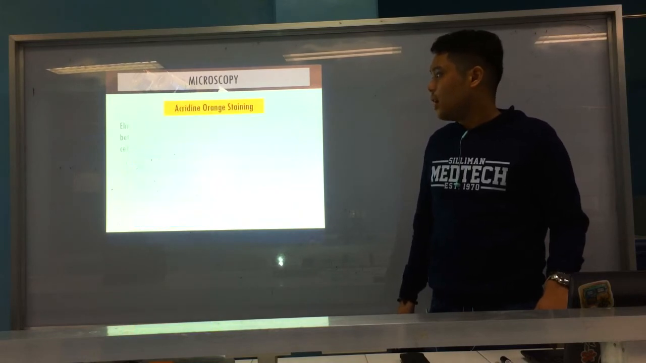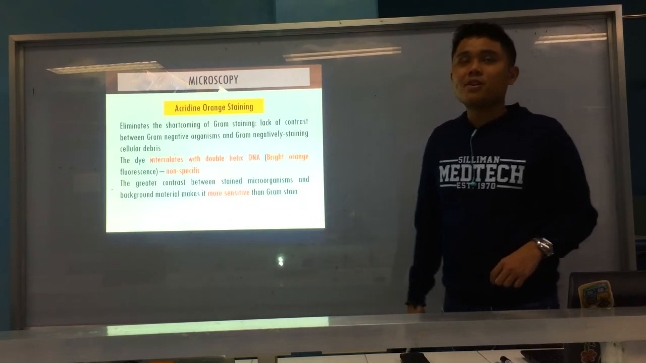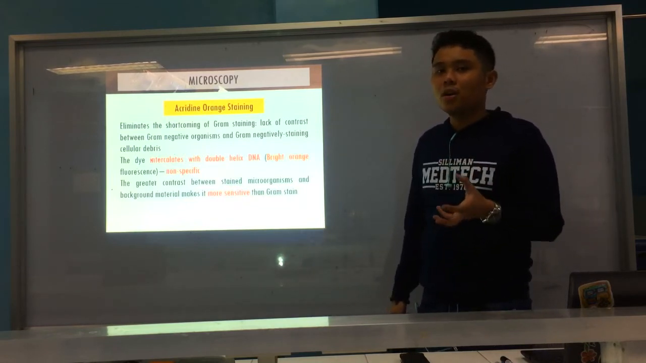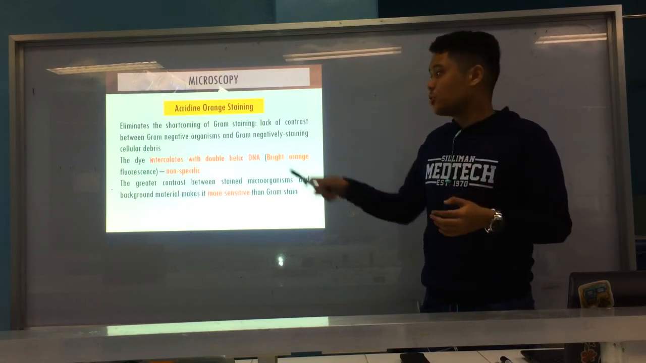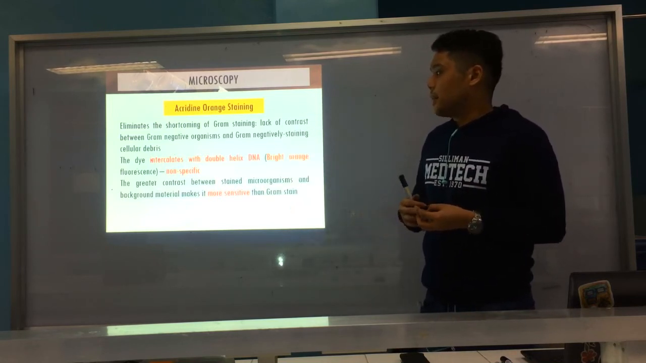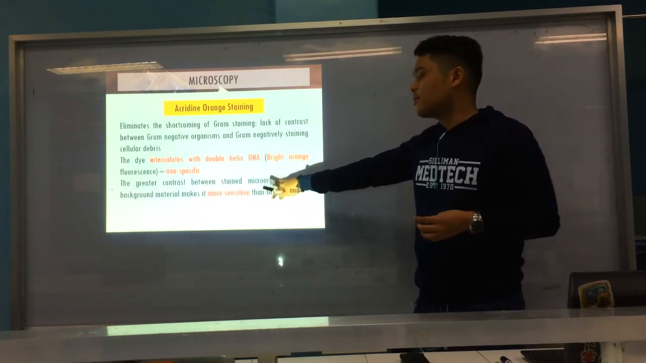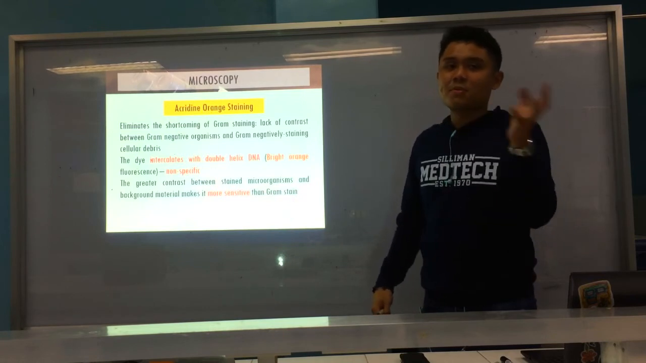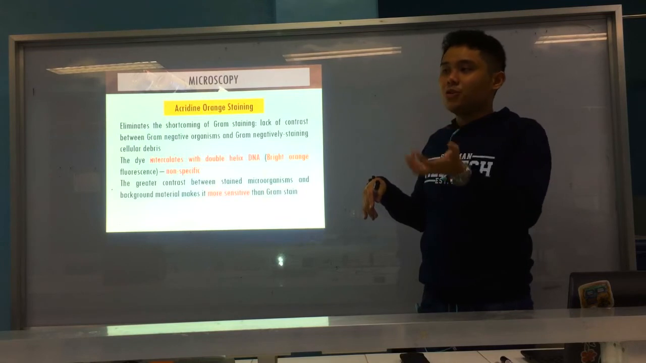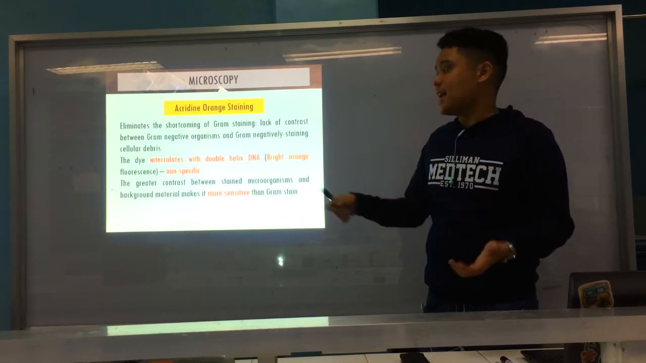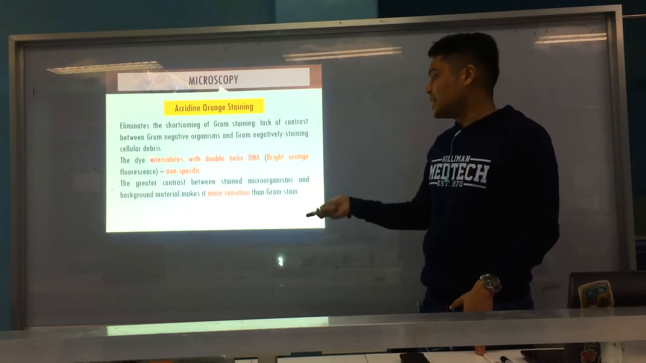Alright. So for acridine orange staining, according to Bailey and Scott's, if a gram stain is done and you are still not sure, especially from blood cultures, to confirm it you use acridine orange. Yeah, it eliminates the shortcoming of gram staining. But it's non-specific because it intercalates with double helix DNA. Now, most of your bacteria have DNA, so it's not that specific. But if the organism has double helix DNA, then it shows bright orange fluorescence. Okay? But it's more sensitive than gram stain.